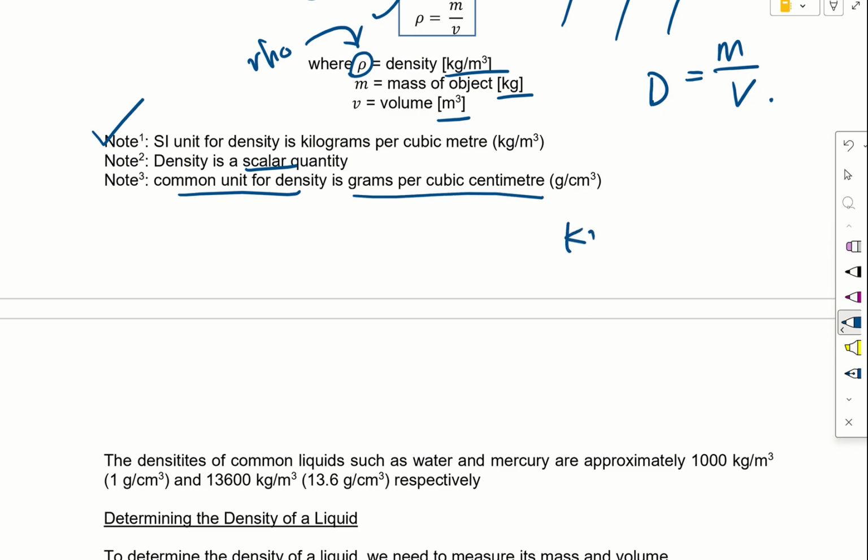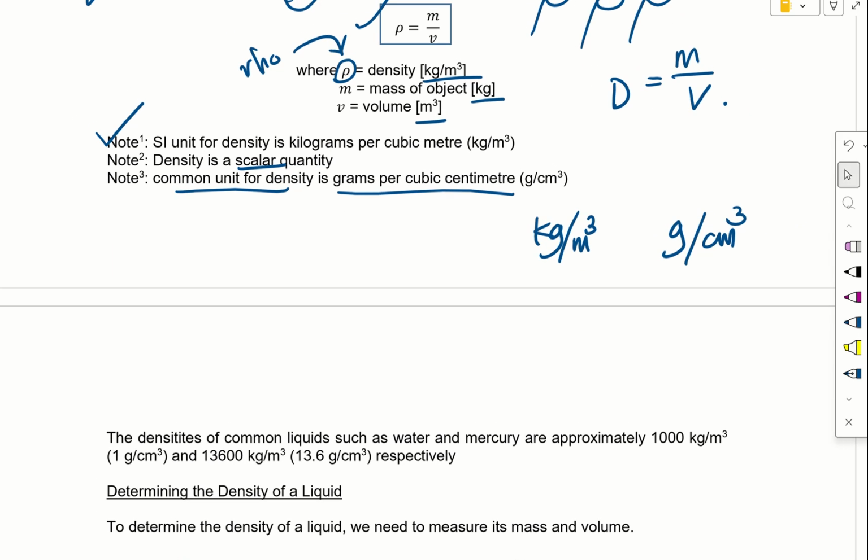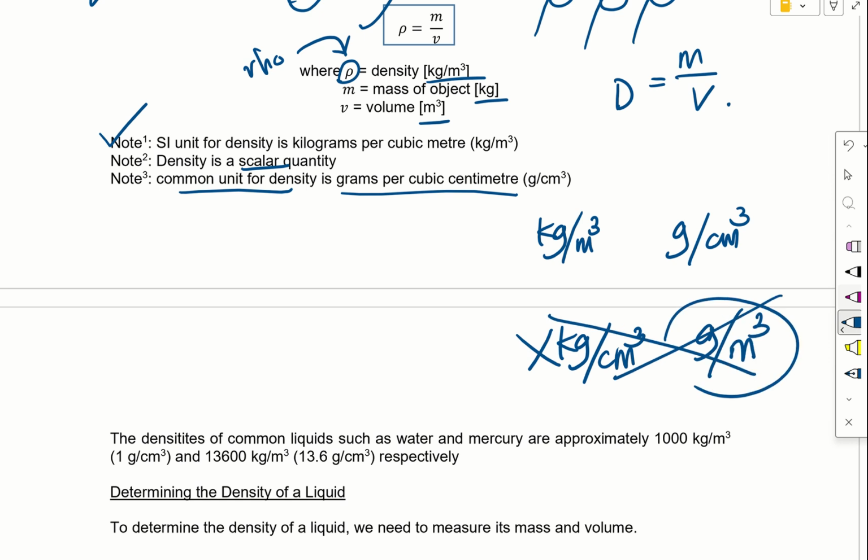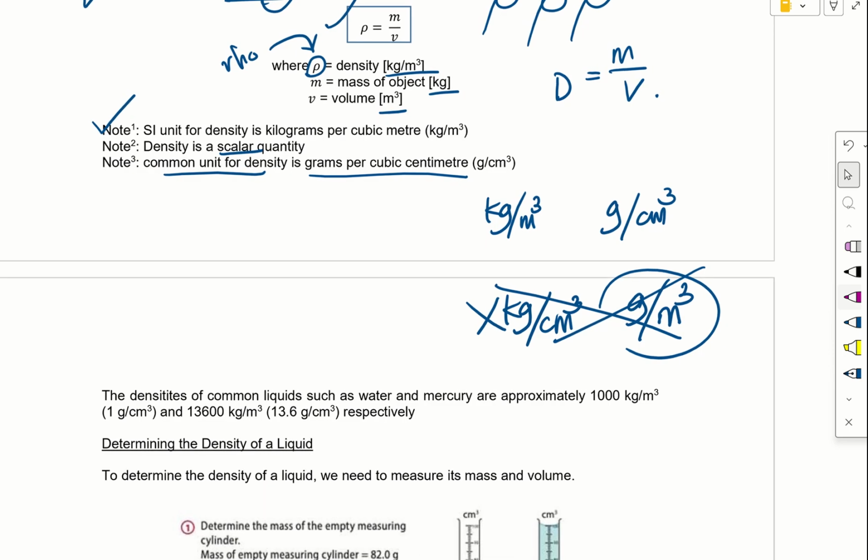The common unit for density is grams per cubic centimeter. So we will need to know how to convert kg per meter cube to grams per cm cube and vice versa. However, take note, we will not have kg per cm cube in our syllabus or grams per meter cube. We try not to have these two weird combinations. So usually it's just the SI unit versus the non-SI unit of grams and cm cube.